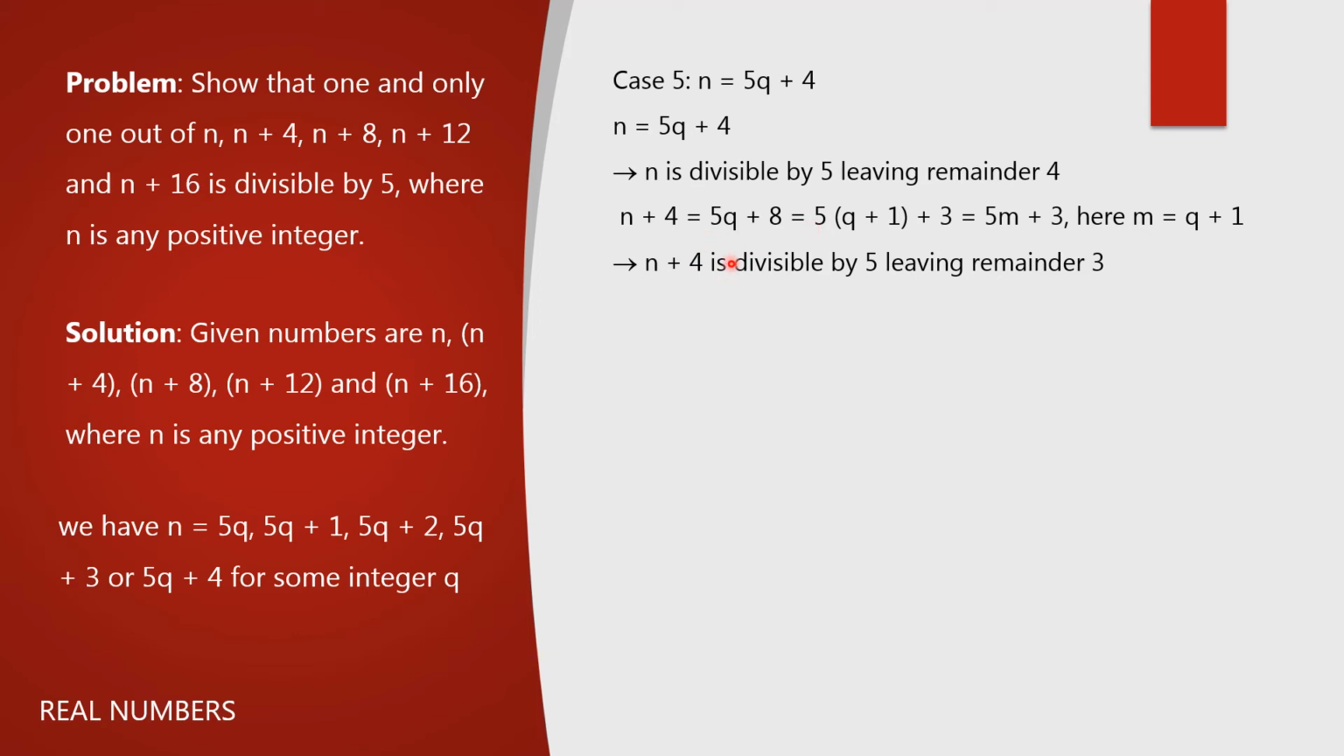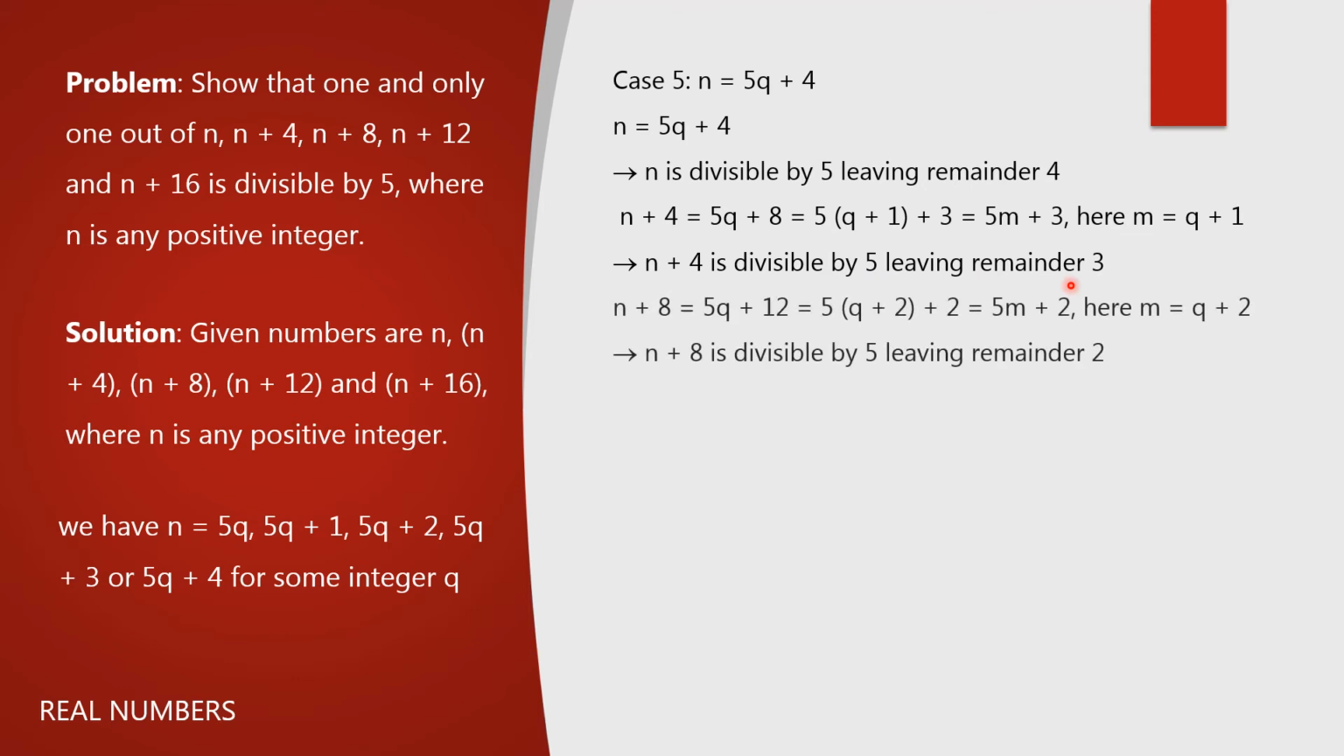8 is more than 5. I can write 8 as 5 plus 3. Okay, 5q plus 5 plus 3 I will get. 5 from first two terms common: 5 into q plus 1 plus 3. I can write it as 5m plus 3. Here 3 is less than 5 and 3 will be the remainder when n plus 4 is divisible by 5. Therefore, final statement I got is n plus 4 is equal to 5m plus 3. This can be written as n plus 4 is divisible by 5, leaving remainder 3.